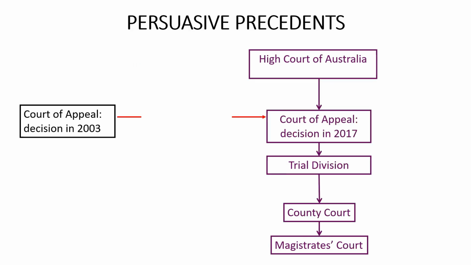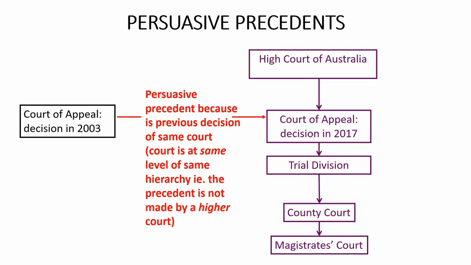The third situation where a precedent is a persuasive precedent for a court is where the precedent is established by that same court in a previous decision. A court is not bound by its previous decisions. This is because for a precedent to be binding on a court, the precedent must be made by a court that is in the same court hierarchy and that is higher up in that court hierarchy.